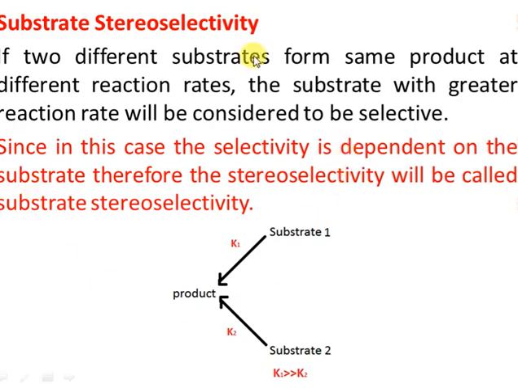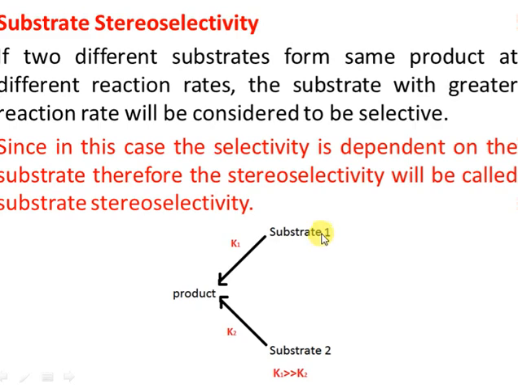The next type of selectivity is the substrate stereoselectivity. It means that you have two different substrates, and these two different substrates form the same product, but they form the same product at different rates. For example, this substrate is forming the product at K1, while this substrate 2 is also forming the same product, but you can see the rate of formation of product from substrate 1, that's K1, is much higher than K2. So in this specific case, the rate of reaction for this reaction is much higher. It means this reaction is stereoselective, but the stereoselectivity here is depending on the substrate, right?